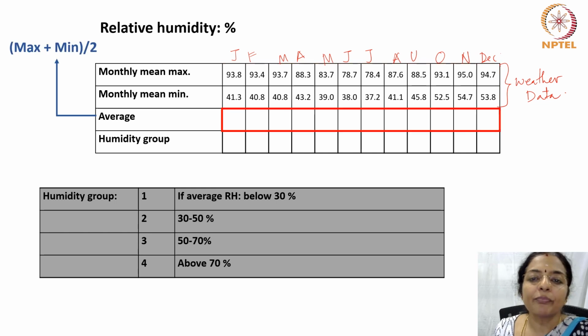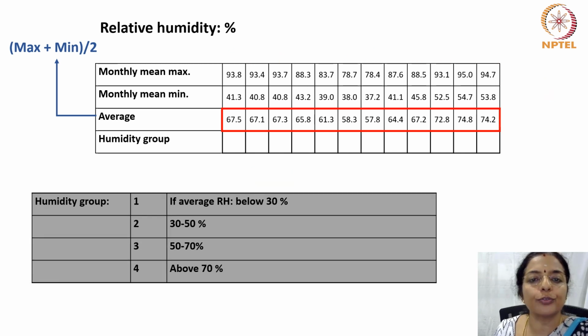After this, you need to enter the average. What would be the average here? The average here would be 93.8 plus 41.3 divided by 2. And like this you do for each of the months, and you will get the average relative humidity.